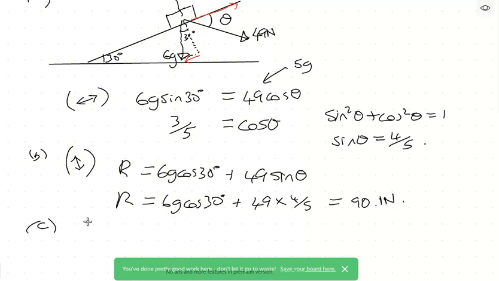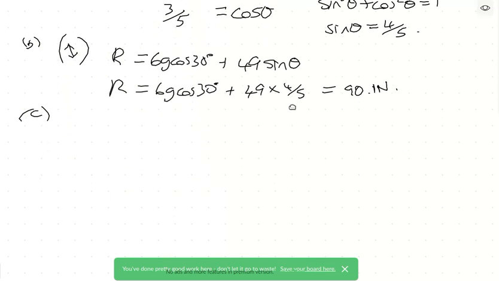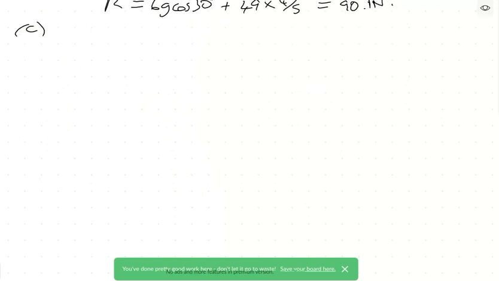And then in part C, what's going on now? The direction of the force of magnitude 49 newtons is now changed. It is now applied horizontally. So what do we do? We draw it out again. Do not be lazy here. Draw the diagram out again. It doesn't take a second.